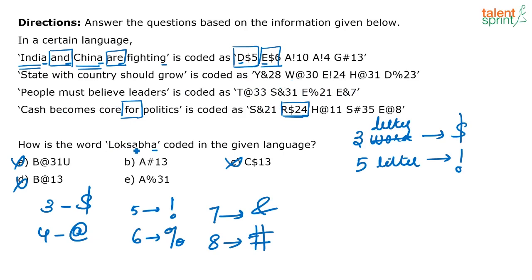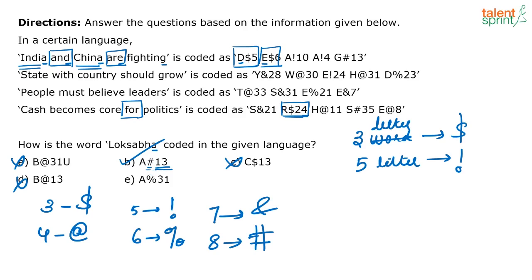Now you have to find the code for Lok Sabha. In Lok Sabha, if you see how many letters are there: 1, 2, 3, 4, 5, 6, 7, 8 letters are there. So what should come? Hash should come. The correct answer has to be option B. Again remember, here we have not found out what this number stands for. Even before that we have got the answer. So the correct answer here has to be option B because the symbol has to be hash.